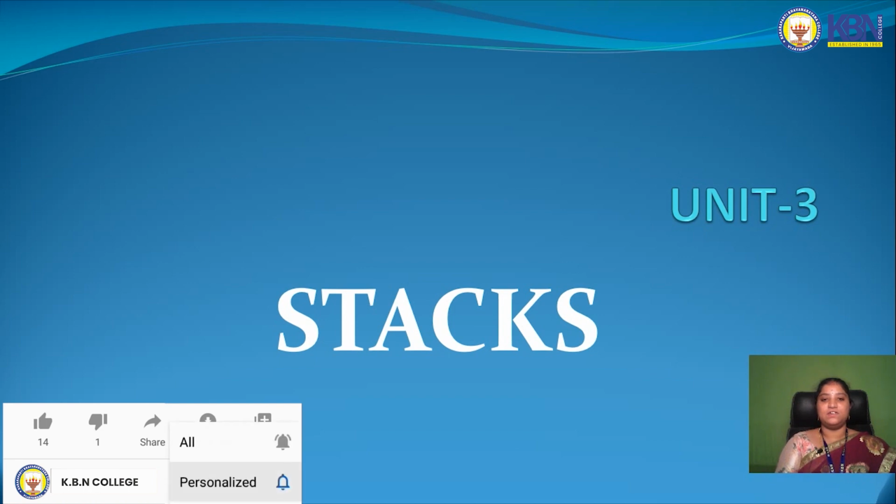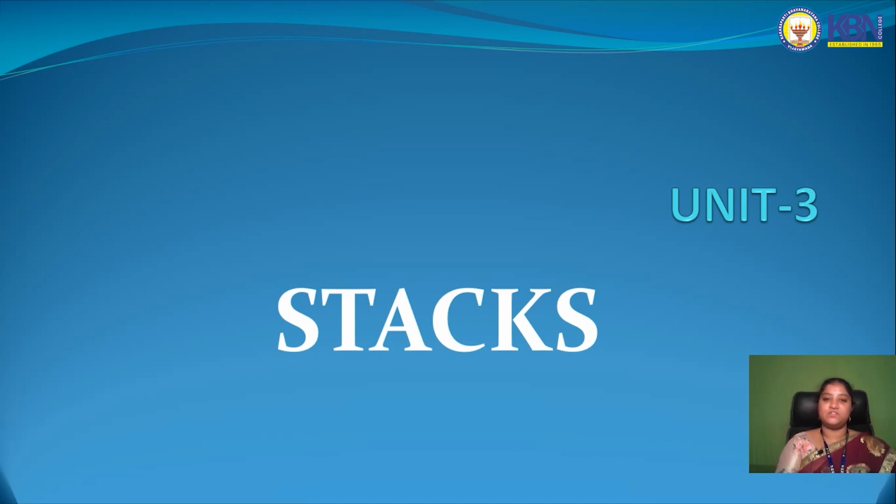Ms. Yashodha. In previous sessions, we discussed what a data structure is, and in data structures, we discussed stack. Now, in this session, we will briefly discuss what a stack is and what the operations in the stack are.